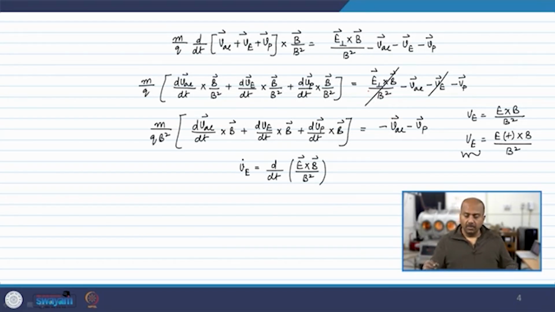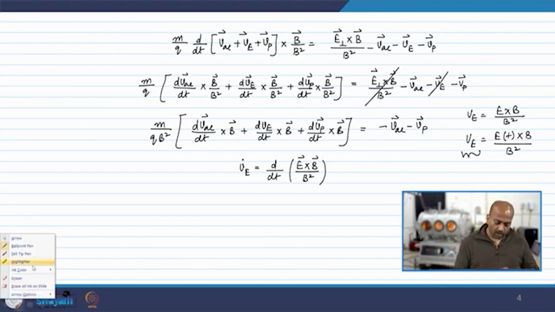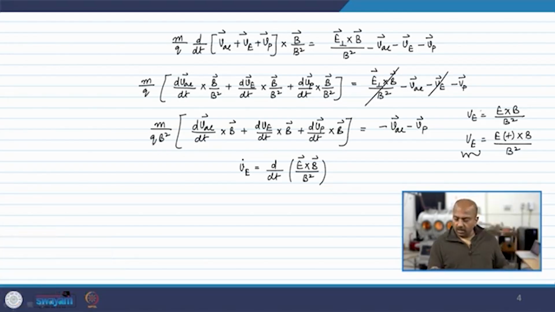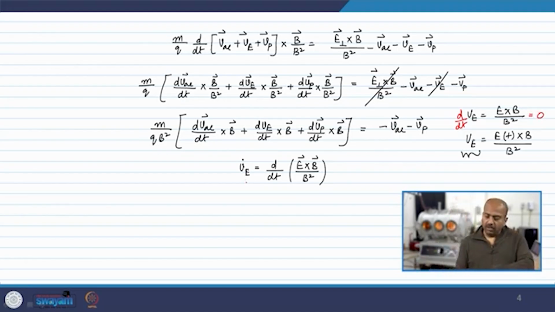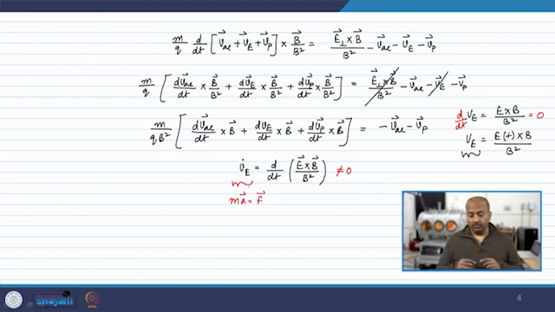Then we did some simple algebra and removed all the terms which are equal to each other on the right hand side. Now, coming back, if the electric field is not time dependent, and you take a derivative of this with respect to time, you will simply get 0. But if the electric field is time dependent, then V E dot becomes non-zero. So, what is V E dot? V E dot is acceleration, and if you multiply with m, you will get the force that is there because of this V E dot.